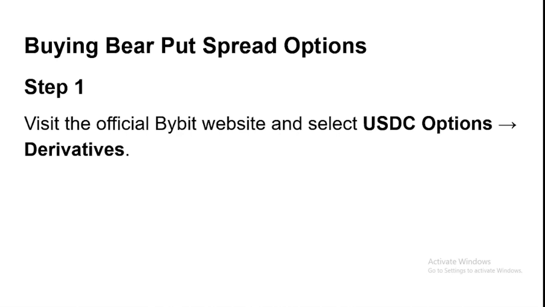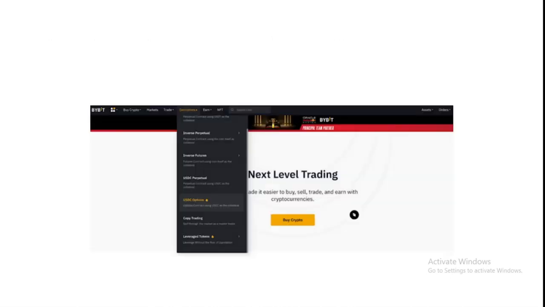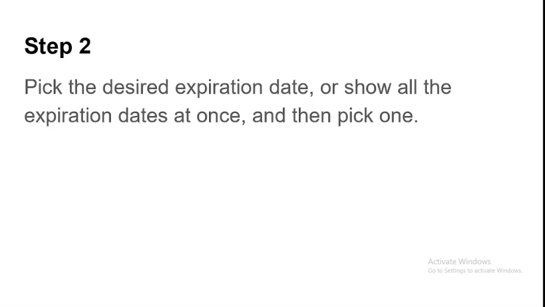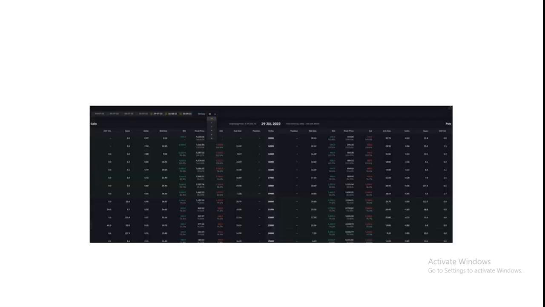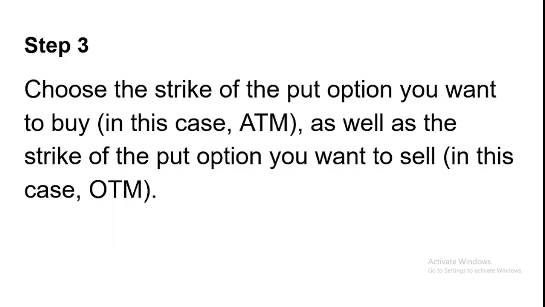So, bear put spread options. Step 1, you visit the official Bybit website and select USDC options on the derivatives. Step 2, you pick the desired expiration date or show all the expiration dates at once and then pick one. Step 3, choose the strike of the put option you want to buy, in this case at the money, as well as the strike of the put option you want to sell, in this case out of the money.